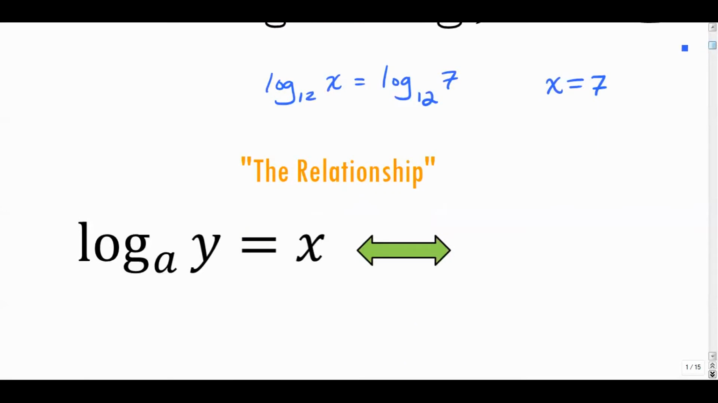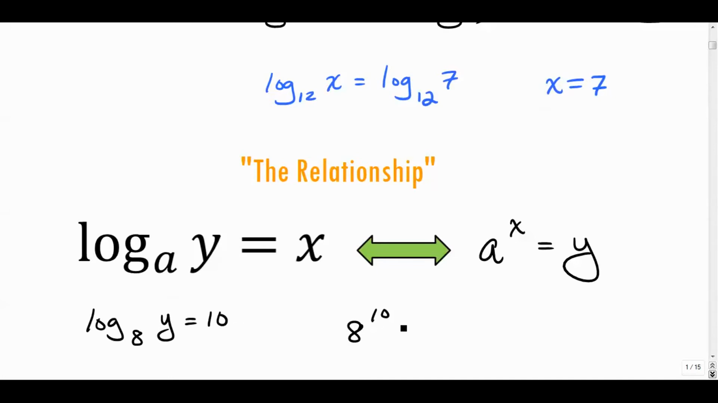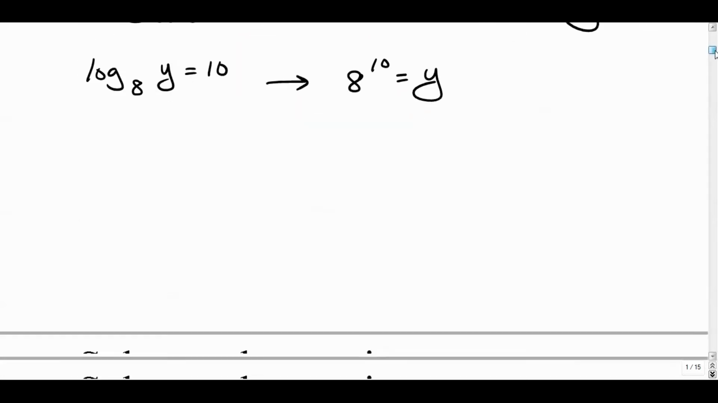So there are three tools that you can use to solve these equations today. And of course, don't forget the good old relationship. If you have log base a of y equals x, then a to the x equals y. In other words, log base 8 of y equals 10 means 8 to the 10th power is equal to y. Okay, so let's use those four things and solve a bunch of equations. Let's go pretty quickly here.